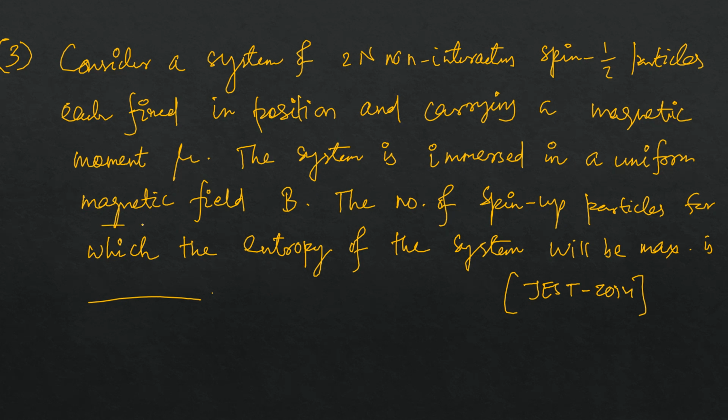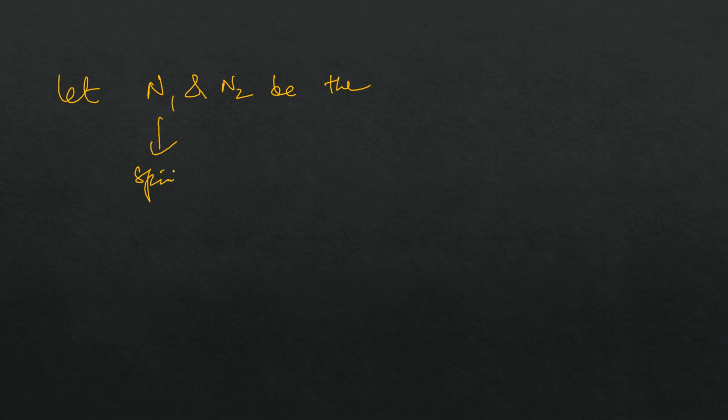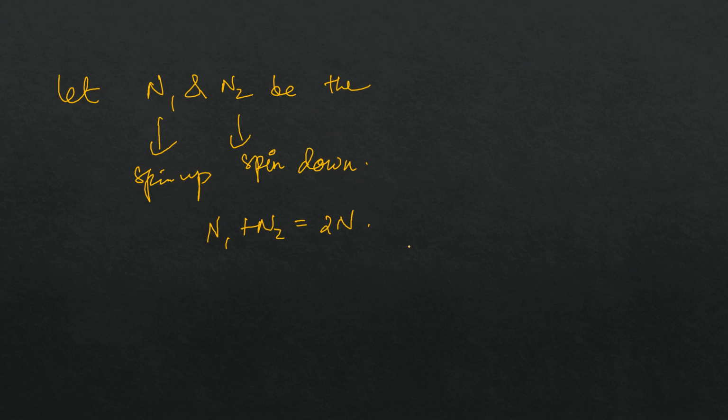The system is immersed in a uniform magnetic field B. Let N1 be the number of spin-up particles and N2 the number of spin-down particles. N1 is the spin up, N2 is the spin down. The total number of particles is N1 plus N2, which is 2n, given as non-interacting spin-half particles.